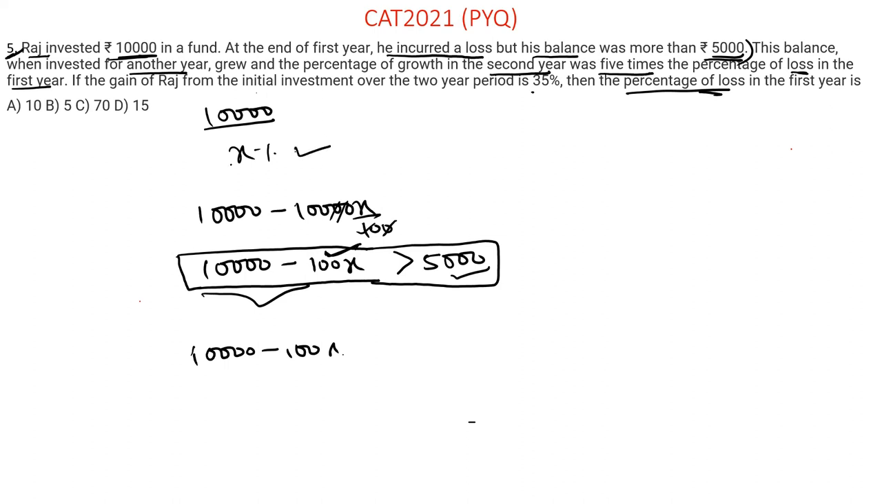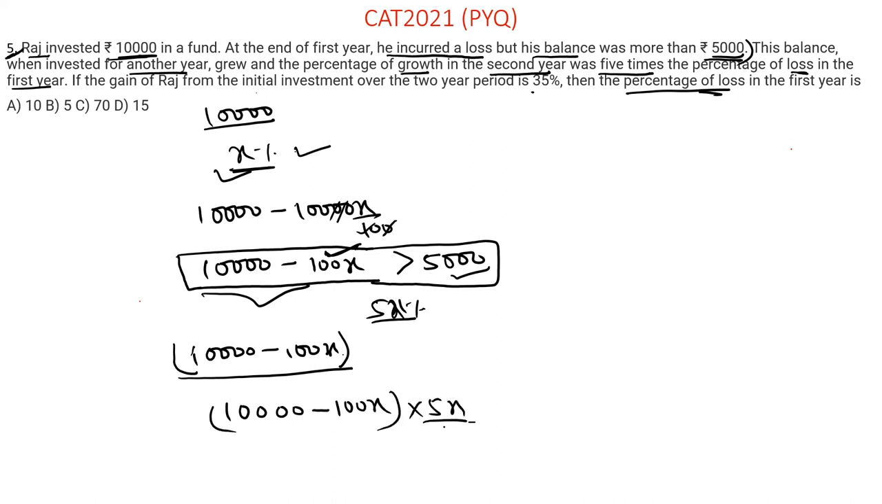So in the first year we have X percent loss. But in the second year there is a gain, and the gain percentage is 5 times X. So how much is the gain? It is 5X percent. So 10,000 minus 100x into 5x percent. So it solves to 500x minus 5x square. This much amount Raj gained during the second year of investment.